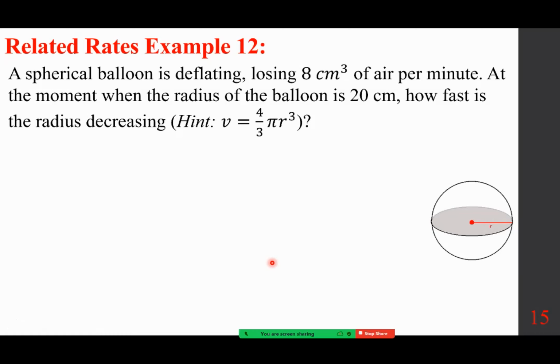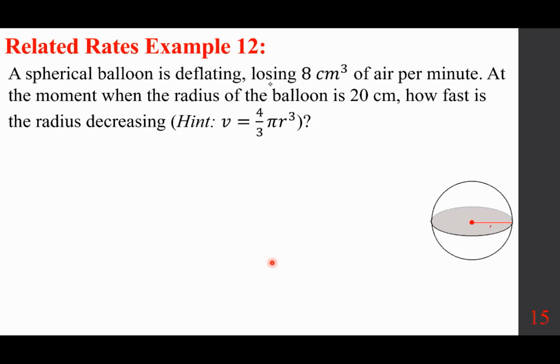Anybody would like to read this question for us, please? I will. A spherical balloon is deflating using 8 centimeters cubed of air per minute. At the moment when the radius of the balloon is 20 centimeters, how fast is the radius decreasing? Hence, volume equals 4/3 pi r cubed. Thank you so much.